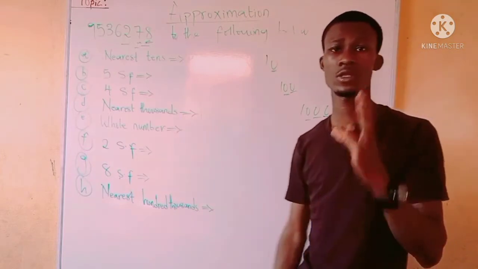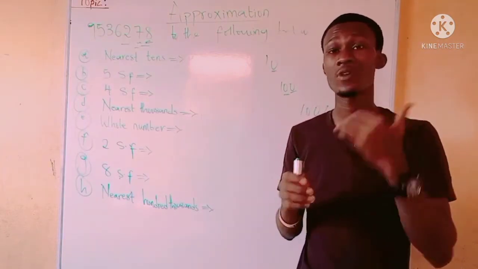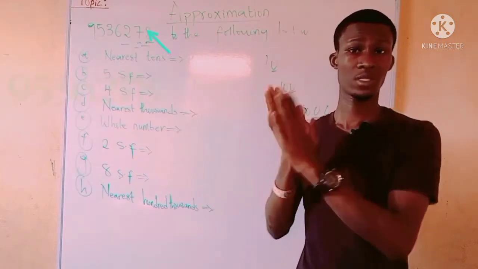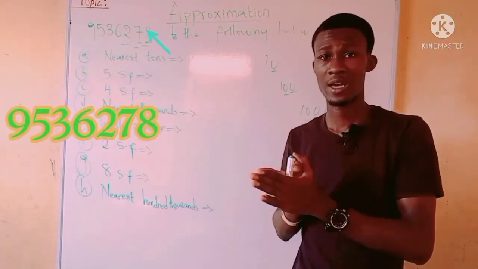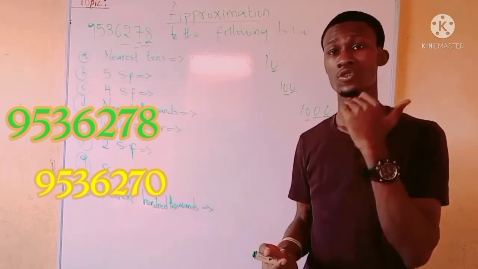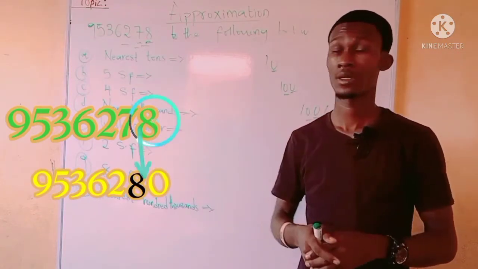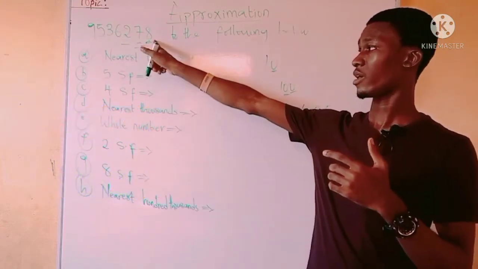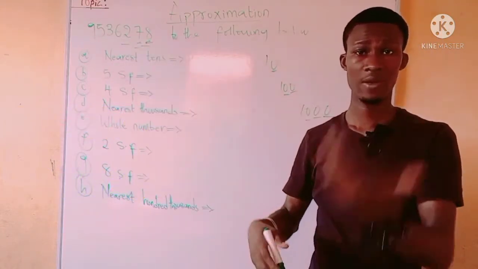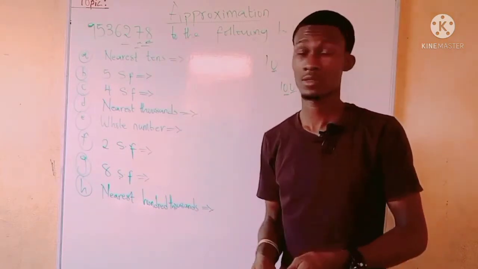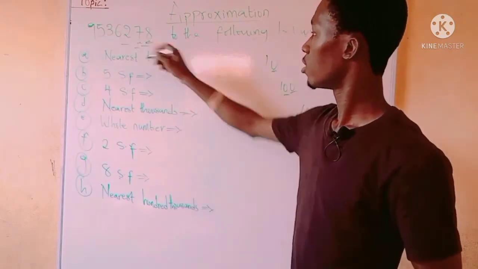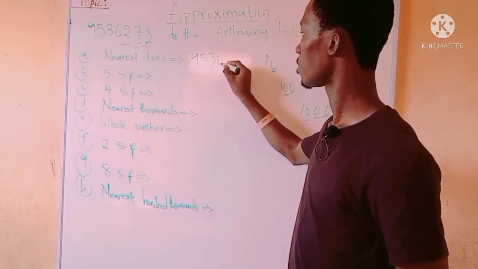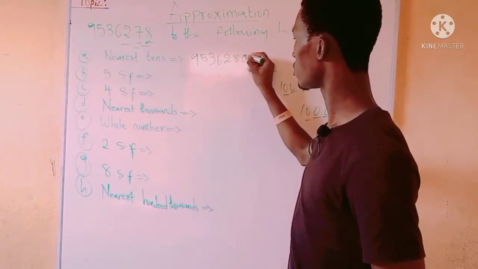Now, another thing you must take note of is, whenever we are told to approximate to the nearest tens, check the number that becomes 0. If it is up to 5 or more than 5, then that means you have to add 1 to the preceding number. And what is the preceding number? 7. So that means since 8 is up to 5 or more than 5, we'll add 1 to 7 to make it 8. So our approximated number becomes 9,536,280.